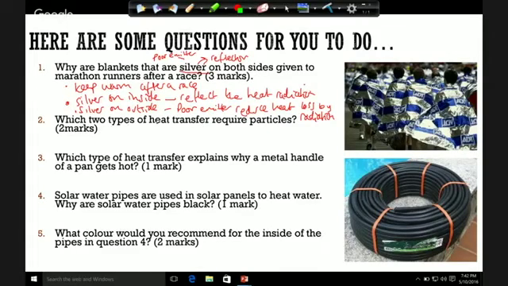Second question, which 2 types of heat transfer require particles? For that, you should have conduction and convection. Question 3, which type of heat transfer explains why a metal handle of a pan gets hot? Okay, and that is conduction.